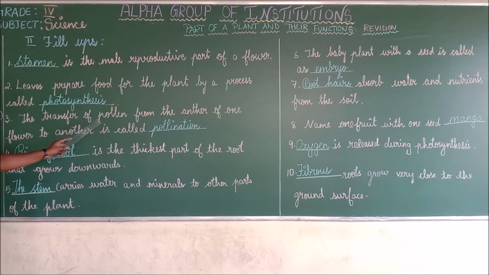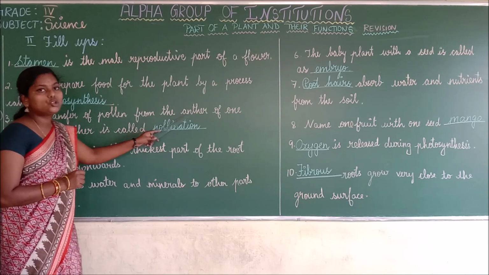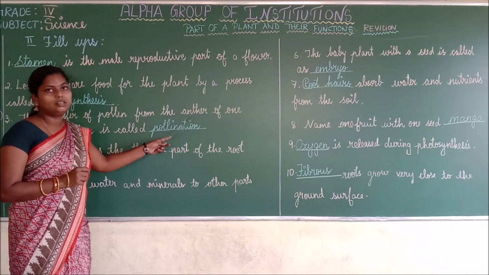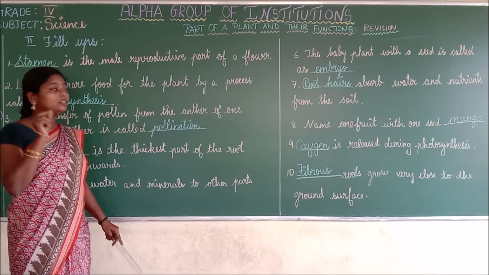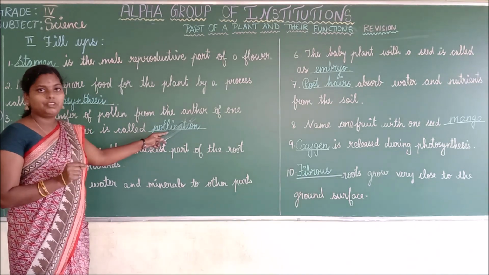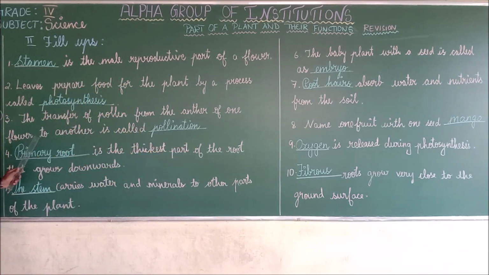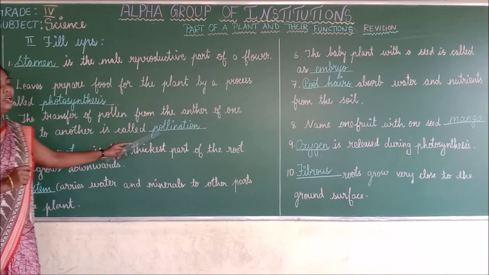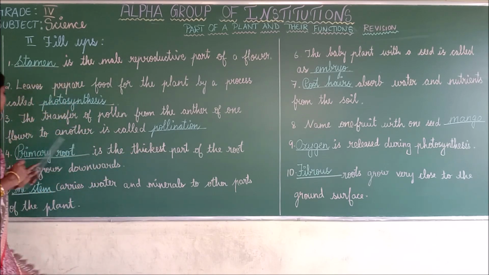The transfer of pollen from the anther. Listen children, this is not another. This is anther. Anther means the small seed-like structure which is in the male reproductive part of one flower to another is called pollination. What is it called? It is called pollination.